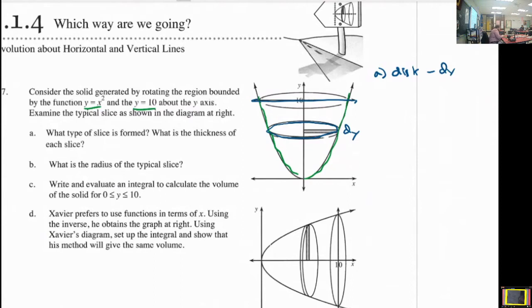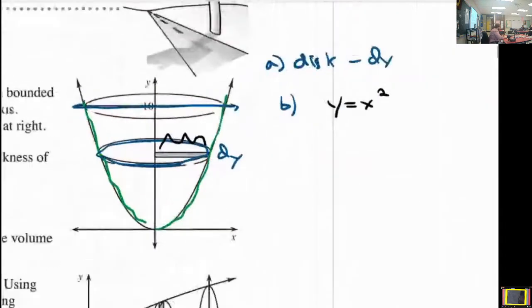The radius of the typical slice for question B is where we have to do a little bit of math, because this is the function y equals x squared. But in order to think about what the y value is, or what this distance is along there, if you want to think about it with a bracket, we're going to have to solve this for y.